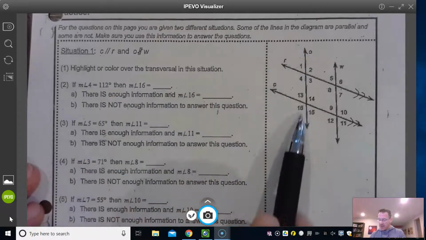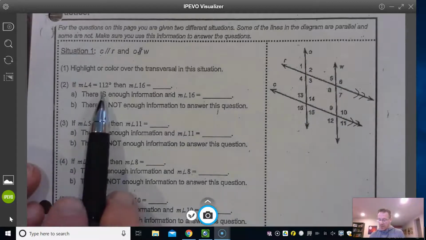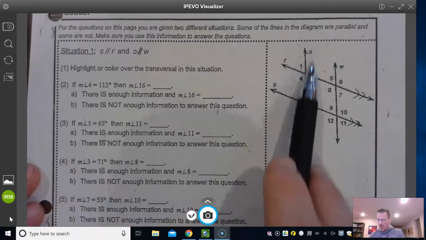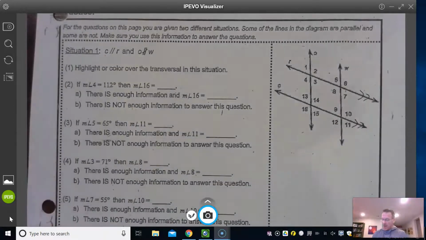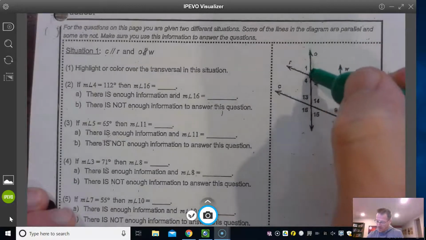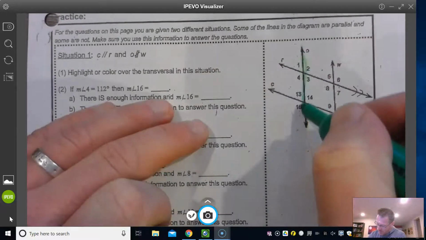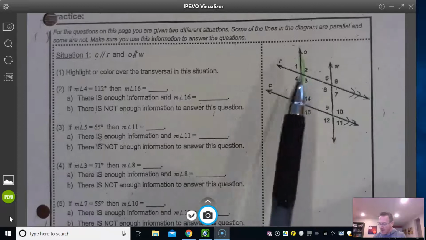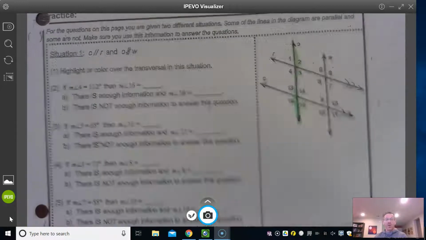So we have 2 different transversals that hit our 2 parallel lines, so we have O and we have W. Now we have angle 4 and angle 16. When I find 4 and 16, I'm on this transversal here, and I'll highlight this one as green. The first thing is, let's see if we can identify the types of angles. 4 and 16 are in the bottom left and bottom left, so that means they are corresponding angles.